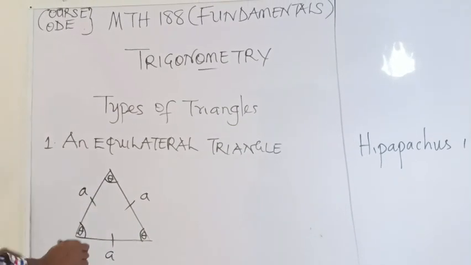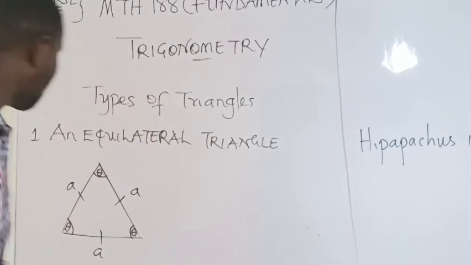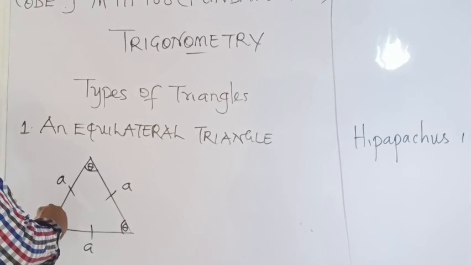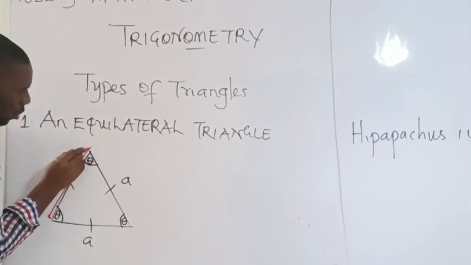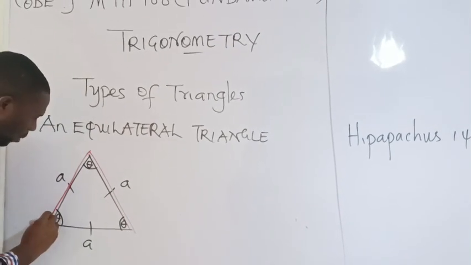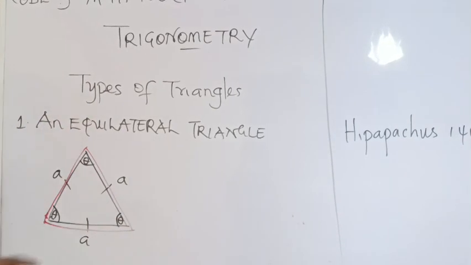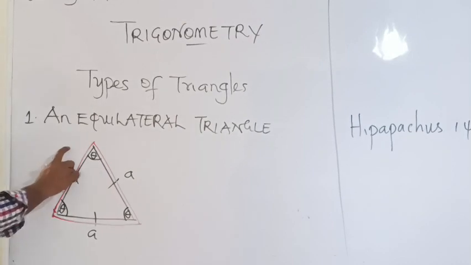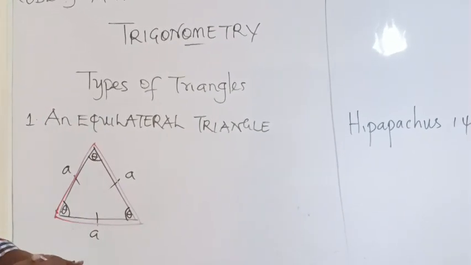Alright, now the perimeter is the distance around a triangle. So when you go from here to here, like so, you walk across the lines, and you go like so. So when you go around the triangle, that's really the perimeter. And the perimeter is computed by adding or summing the sides of the triangle.